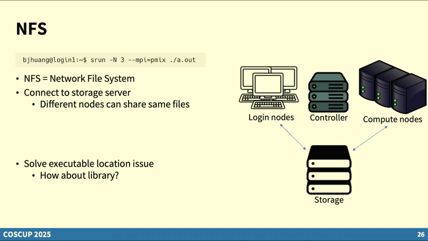So here we use a network file system, which is NFS, to fix this issue. It's just like connecting to the same storage server, so that the login nodes can compile the program on it, and the compute nodes will read from the storage, so that the bcast option can be removed.